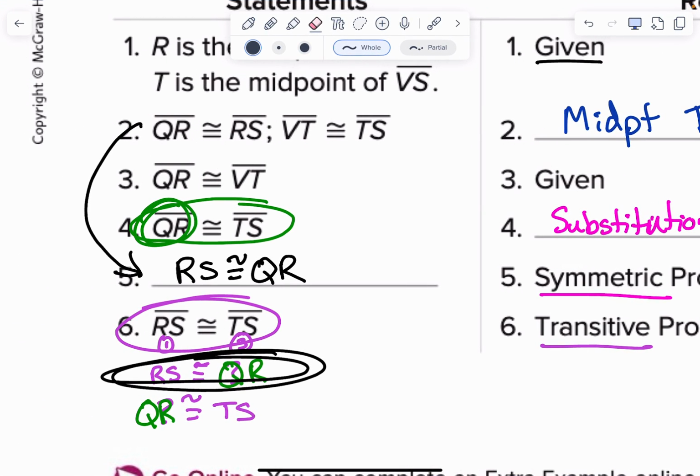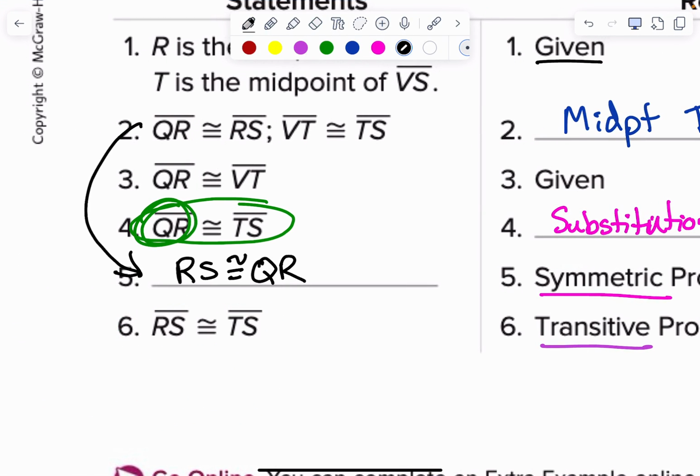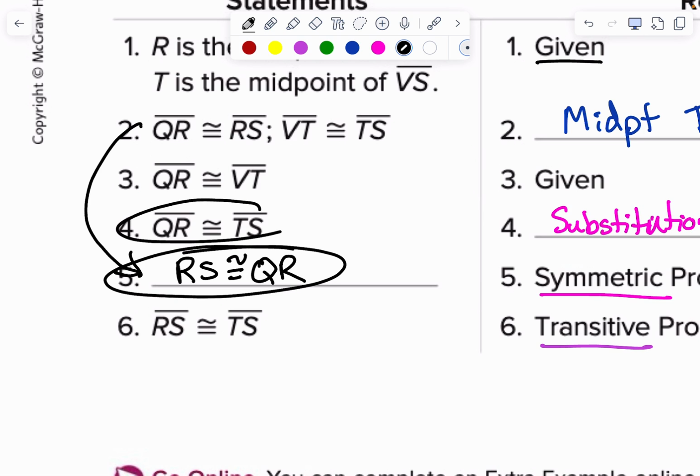Okay, we are using the transitive property. Again, that's like the skip over the middle guy, right? But with the transitive property, we're reading step number 5 before step number 4, right? So if RS is equal to QR and QR is equal to TS, then is RS equal to TS? Yes, that's the transitive property, okay? But it went backwards in order, which is fine.